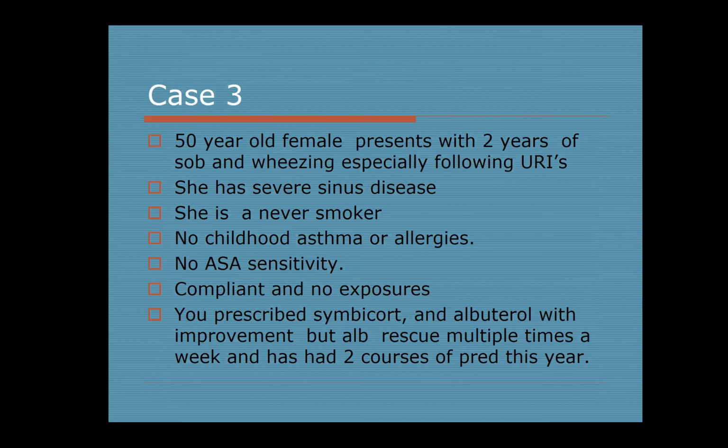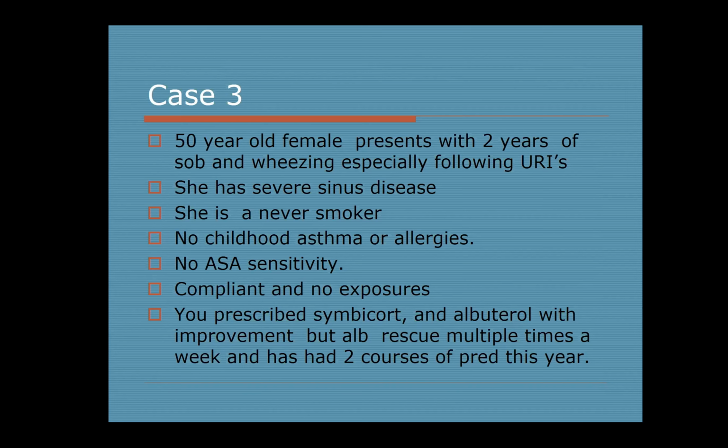Okay, so now we have another case. Let's see what we do with this one. So a 50-year-old female presents with two years of shortness of breath and wheezing, especially following upper respiratory infections. All right, so we know we're talking about adult onset problems. She has severe sinus disease. She's a never smoker, no childhood asthma or allergies, no aspirin sensitivity. She's compliant with her inhalers, has no exposures at home. You give her Symbicort and albuterol with some improvement, but she still needs her rescue multiple times a week and has had 2 courses of prednisone in the year. So this is a familiar picture, yes?